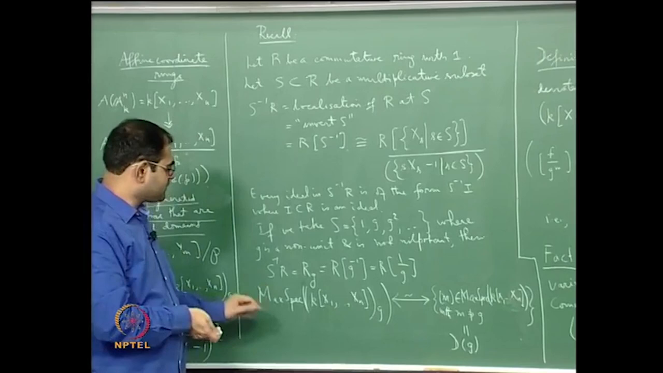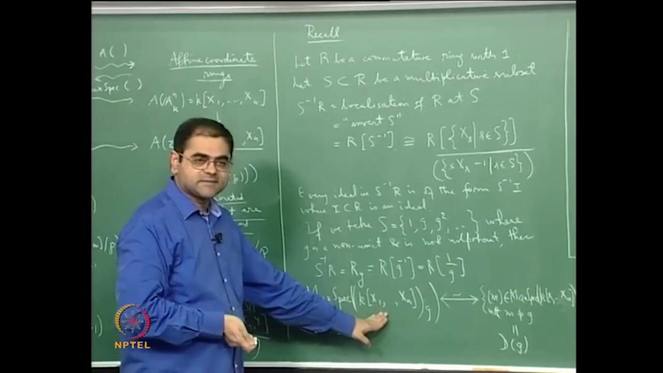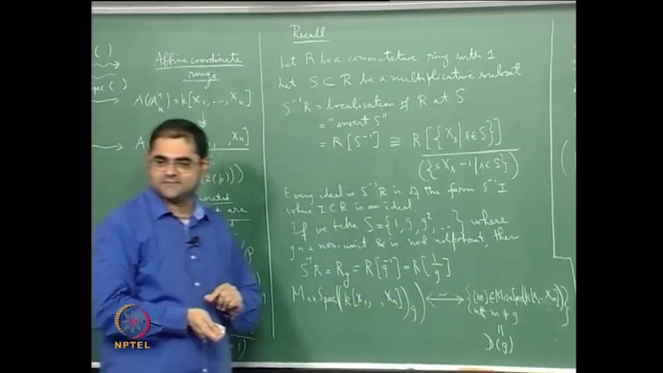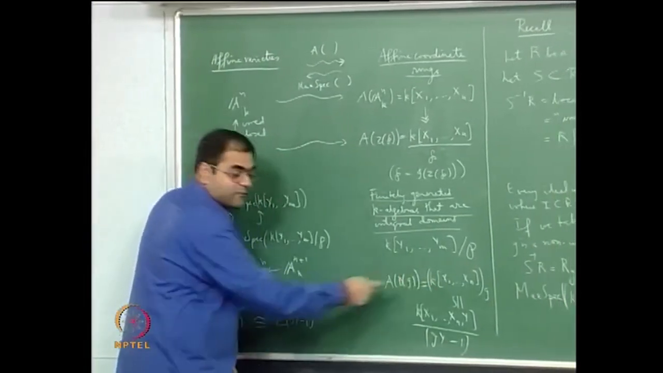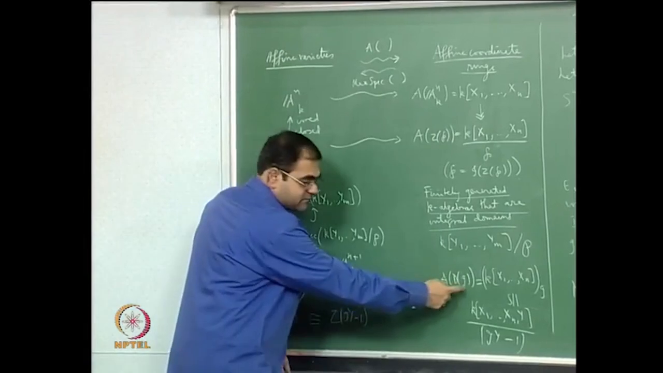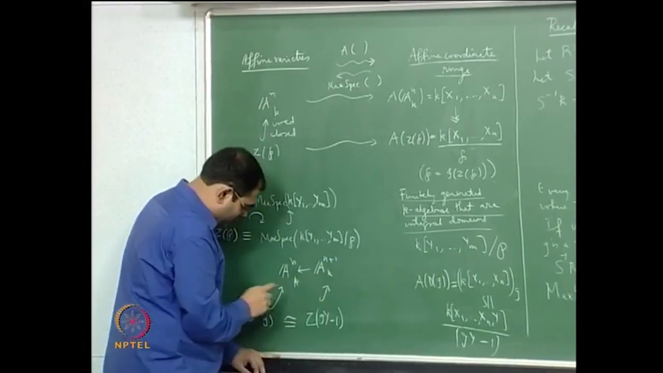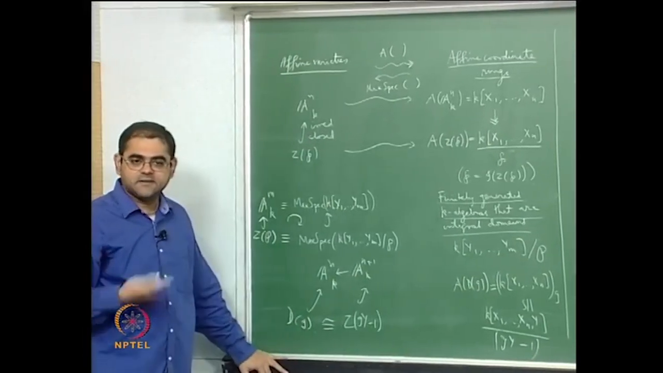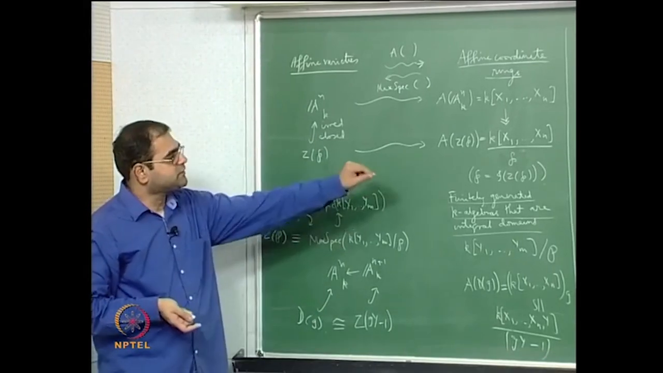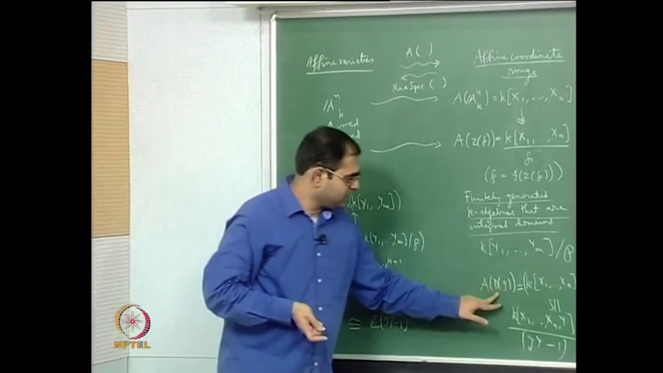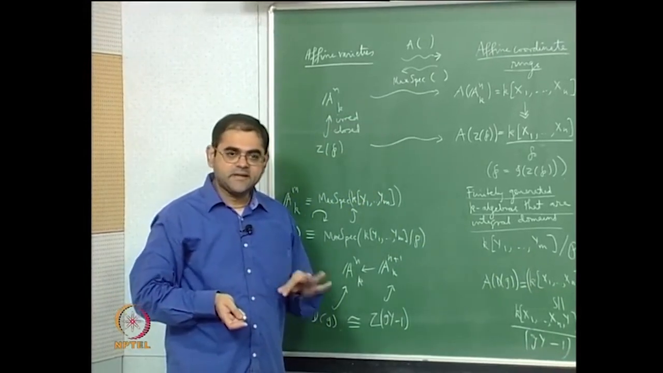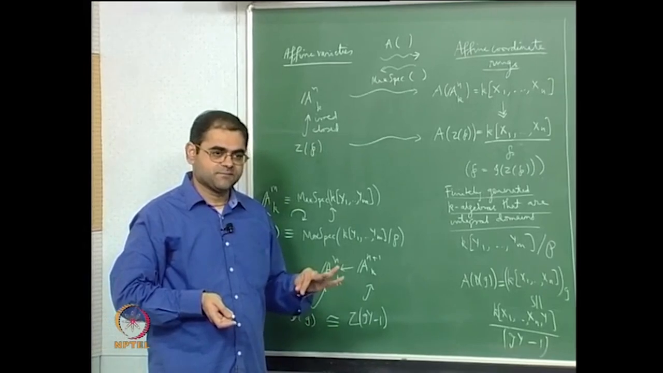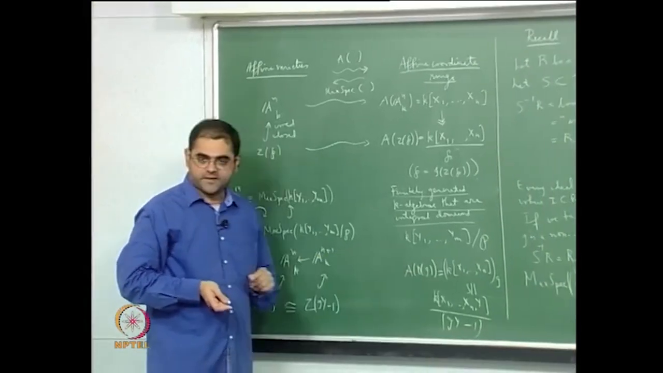So the moral of the story is that if you apply max spec to this, you end up getting D_g, which also tells you therefore that this is the correct coordinate ring. If you take A of D_g and then apply max spec, you get back D_g. That is the third justification for the definition of A of D_g to be the localization at g, okay. So these are three justifications as to why this definition is correct, okay.